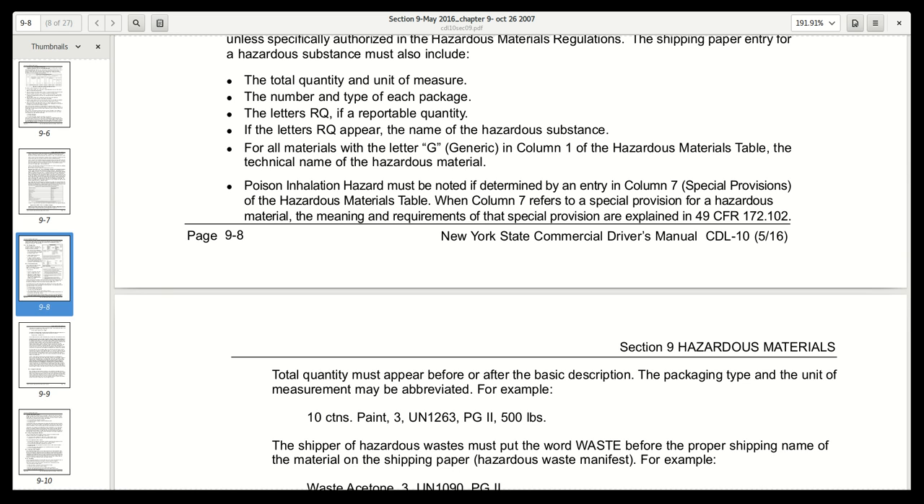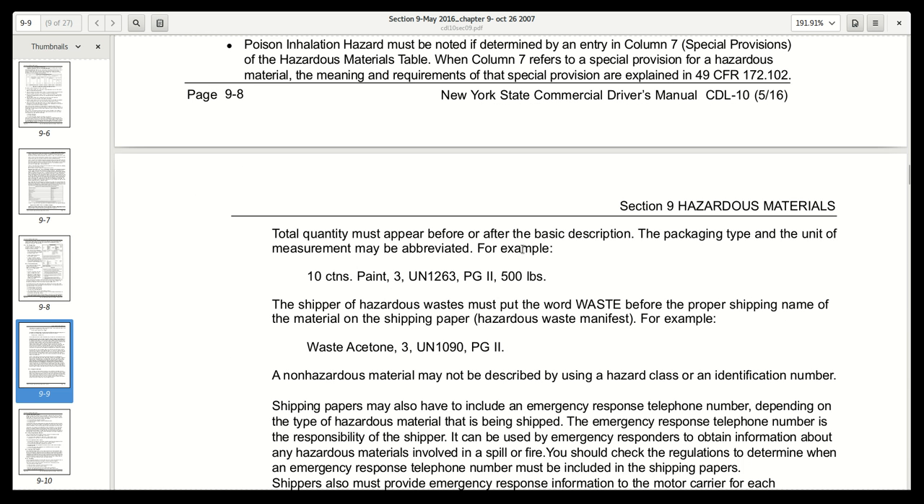Poison inhalation hazard must be noted if determined by an entry in column 7. Special provisions of the Hazardous Materials Table, that's your HMT: when column 7 refers to a special provision for a hazardous material, the meaning and requirements of that special provision are explained in 49 CFR 172.102. Total quantity must appear before or after the basic description.